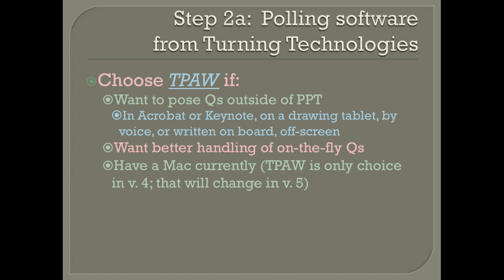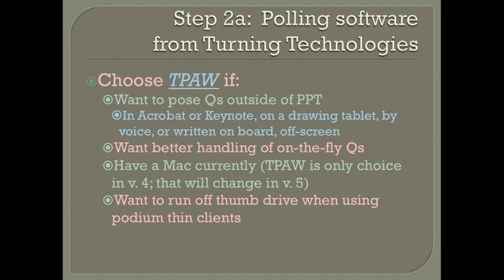You should choose Turning Point Anywhere if you have a Mac currently. And in fact, Turning Point Anywhere is the only choice in version 4 that currently works with the Mac. That will change in the new version 5, so that both Macs and PCs will have the choice of using either Turning Point or Turning Point Anywhere. You should choose Turning Point Anywhere if you want to run off of a thumb drive when using Podium Thin clients.